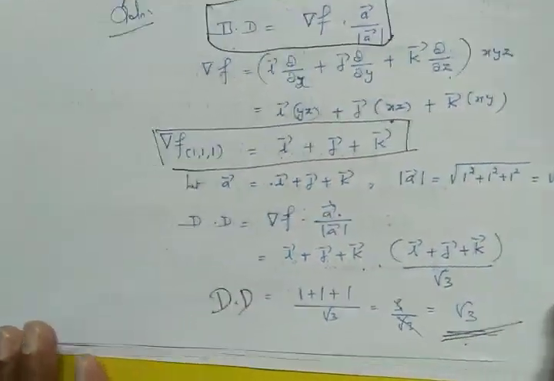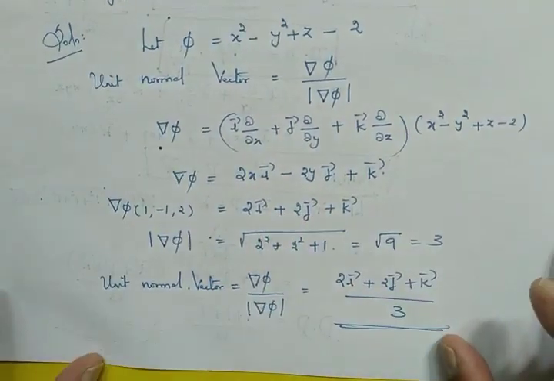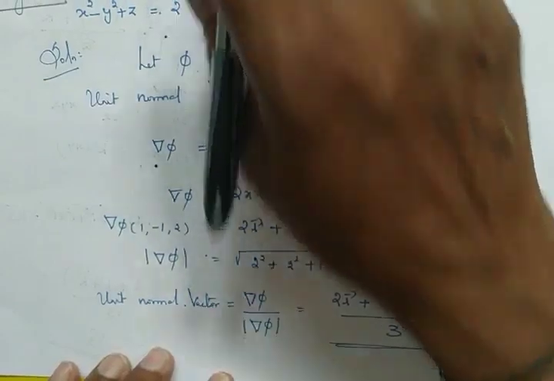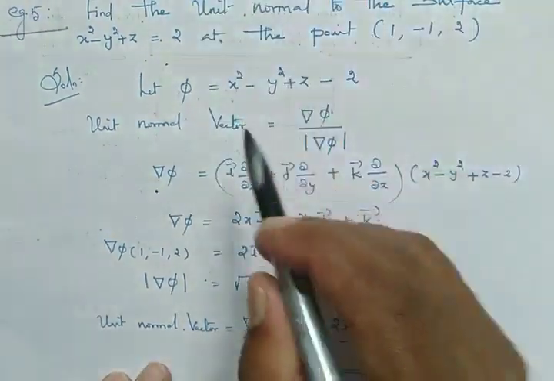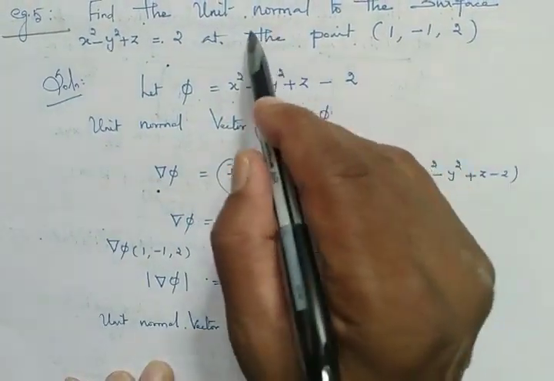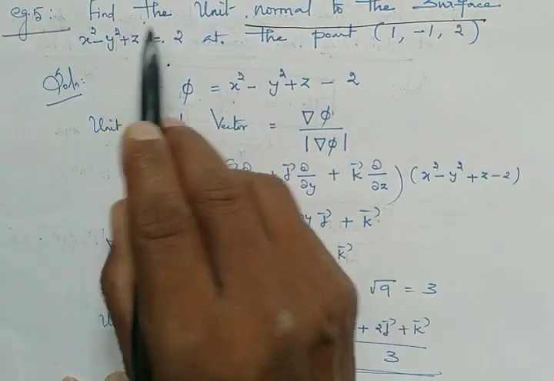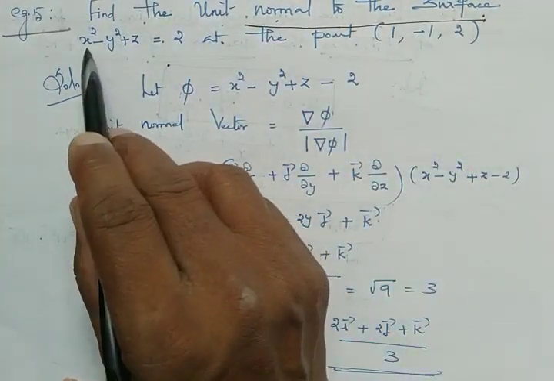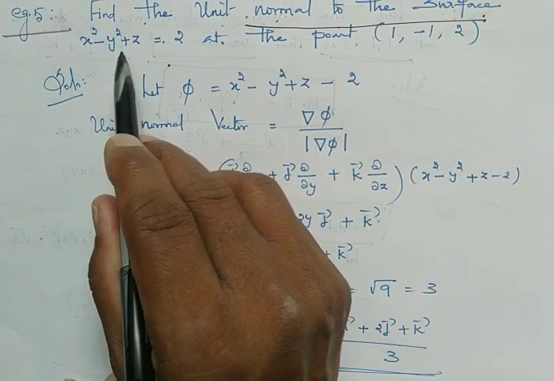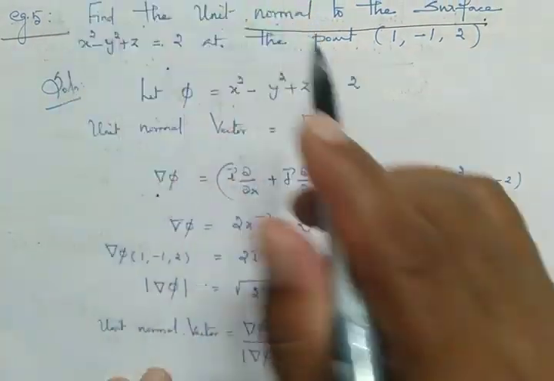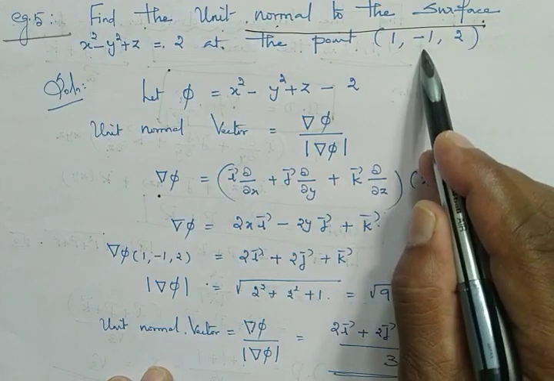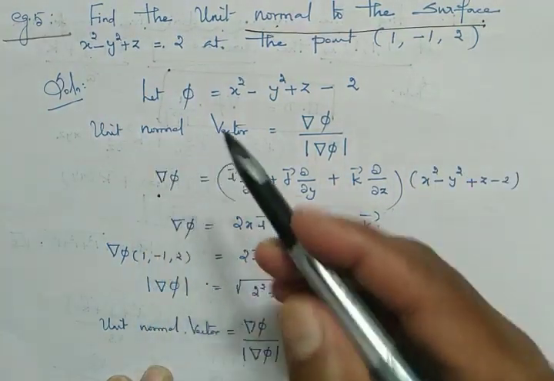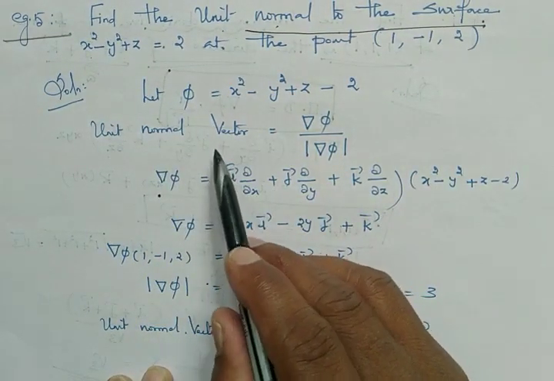And so one more small example here, in this part on unit normal vector. Find the unit normal to the surface. The given surface is x square minus y square plus z equal to 2 at the point (1, -1, 2). So now you can give some name to that. Whatever surface they may give, you can give some name to that.